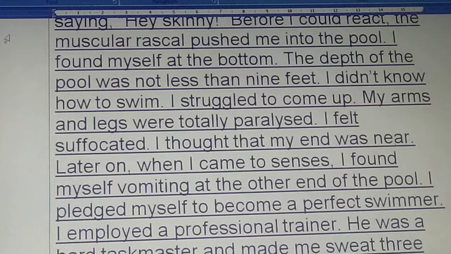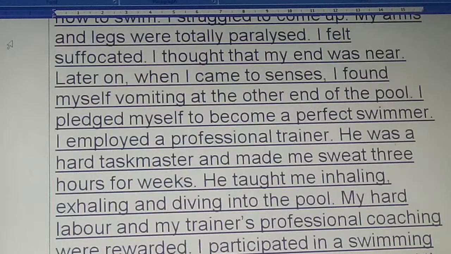I didn't know how to swim. I struggled to come up. My arms and legs were totally paralyzed. I felt suffocated. I thought that my end was near. That means I'm going to die. Later on, when I came to my senses, I found myself vomiting at the other end of the pool. I pledged to myself to become a perfect swimmer.